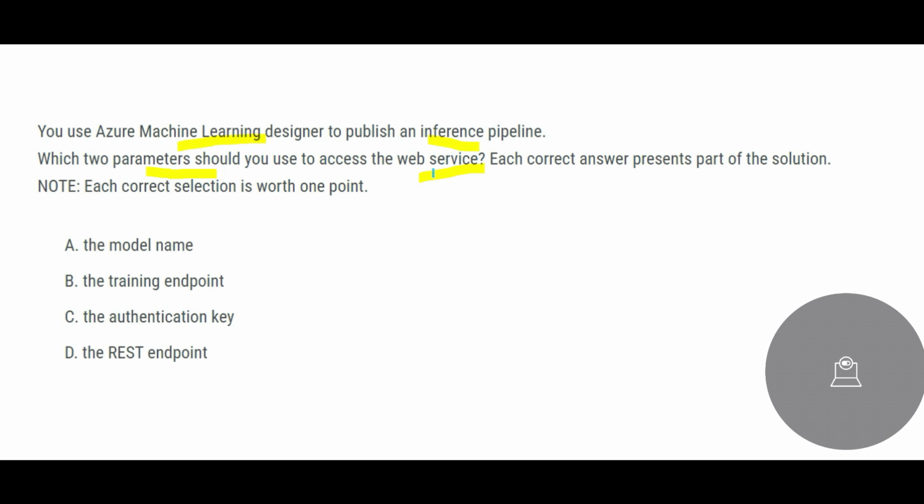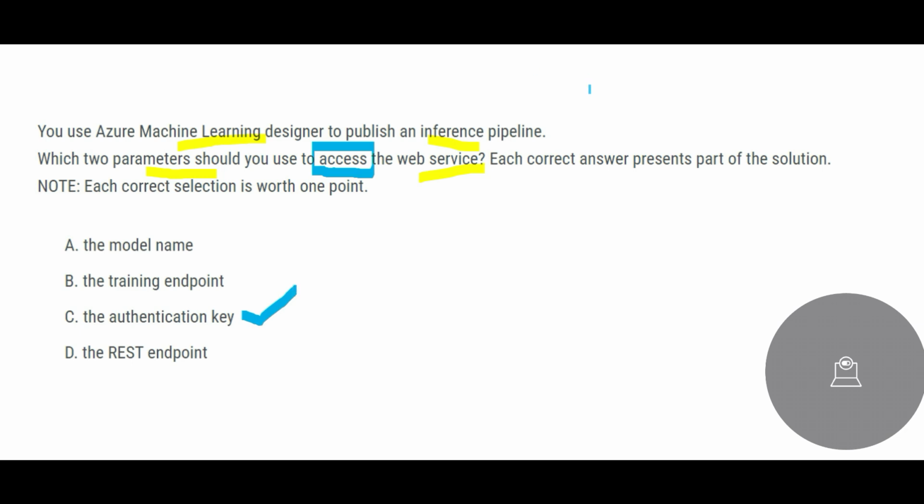See, they are talking about accessing. Access means access, like how to access it. You want the key to the door. Otherwise, how will you access the workshop? You want the key to the door. So we will use authentication key.